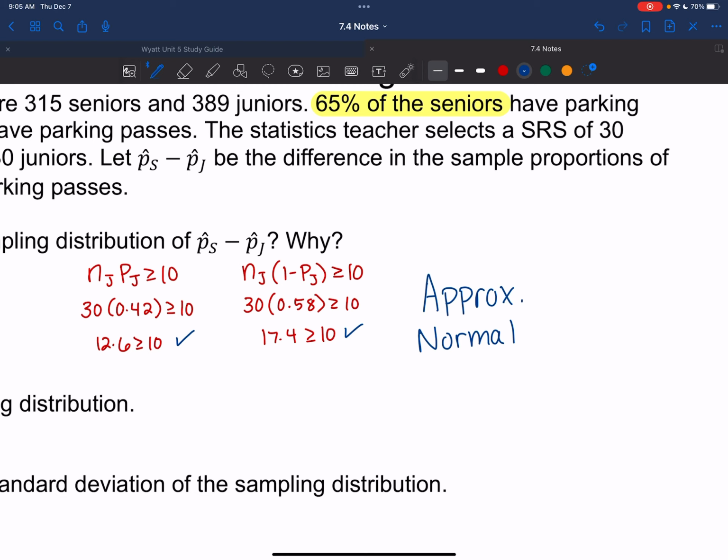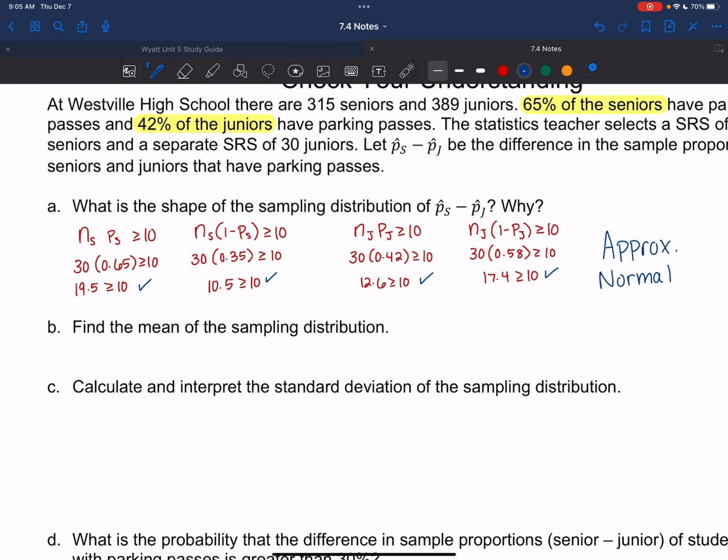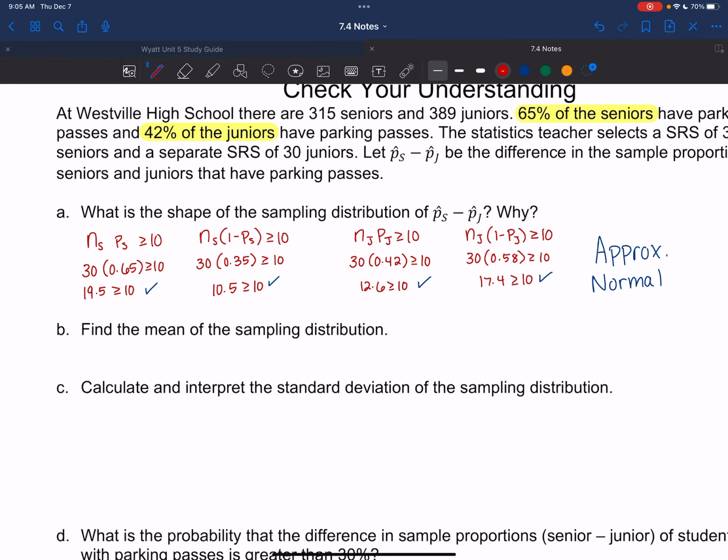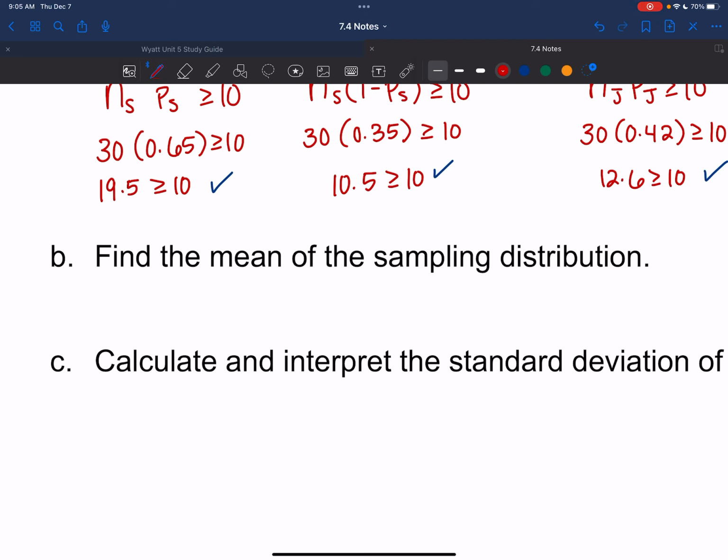All right, now it's asking us to find the mean of the sampling distribution. So the mean is just going to be the difference of the two, right? So mu sub p hat sub s minus p hat sub j is going to be equal to 0.65 minus 0.42. So we're going to get a difference of 0.23.